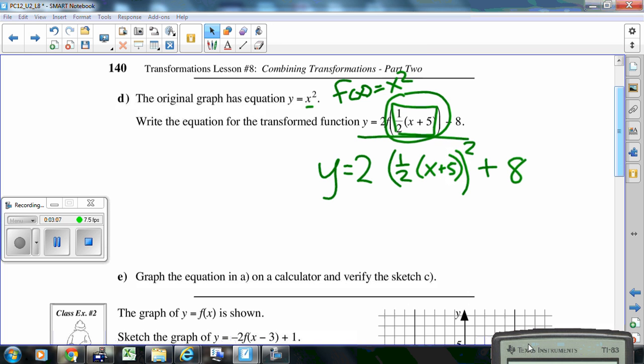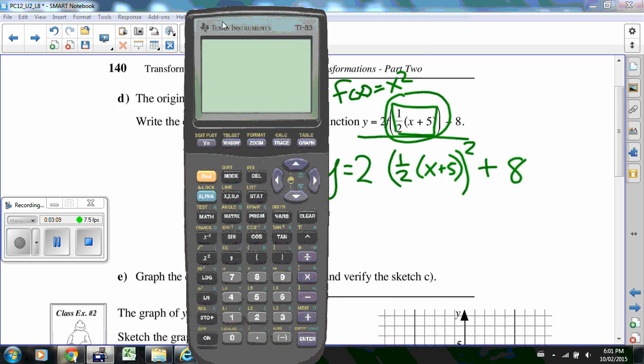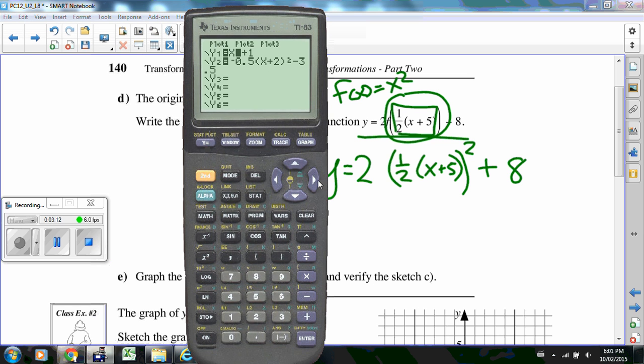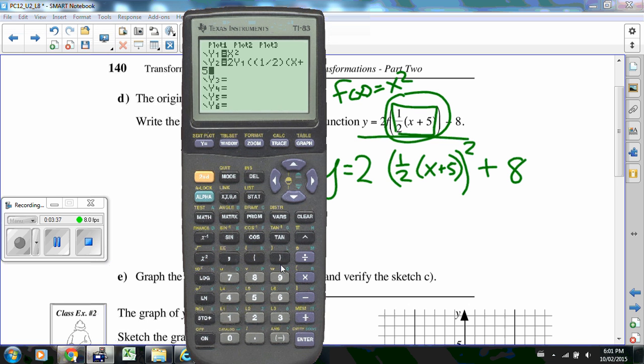Now, if I put this in my graphing calculator, this is just plain x squared. I can either write it in function notation, 2 times Vars, Y-Vars, Function, Y1 at 1/2, bracket, x plus 5, close bracket. I only closed my bracket once, actually. There we go. And then plus 8.